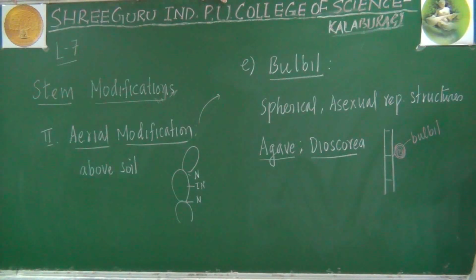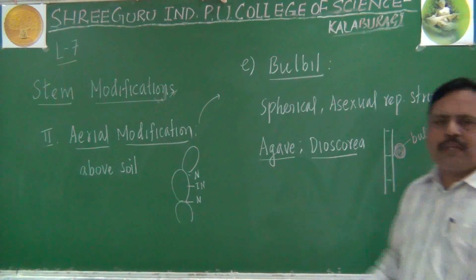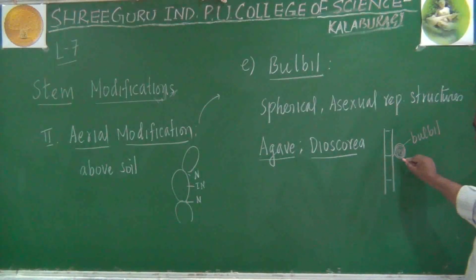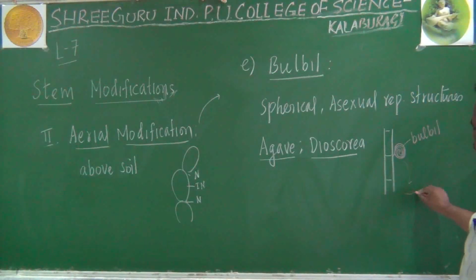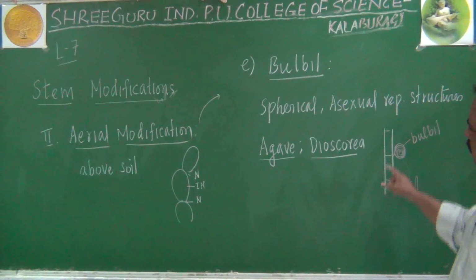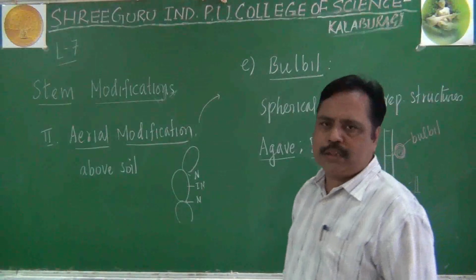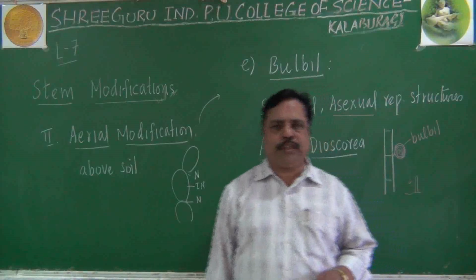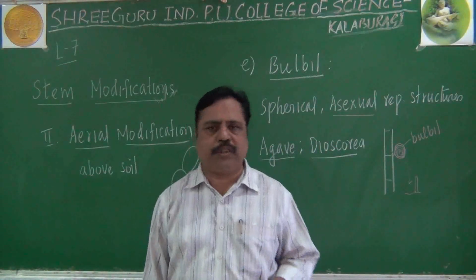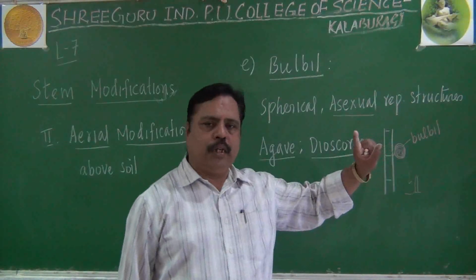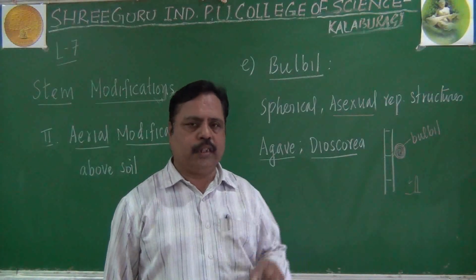What is the function of this bulbil? Whenever there is an unfavorable condition, whenever the condition is not suitable for sexual reproduction, the bulbil will fall down into the soil and they will grow into a new plant. Such a modification of stem will be known as asexual reproduction. In sexual reproduction, gametes or reproductive cells have to be involved. But here, there is no need for what? Gametes. No fertilization.